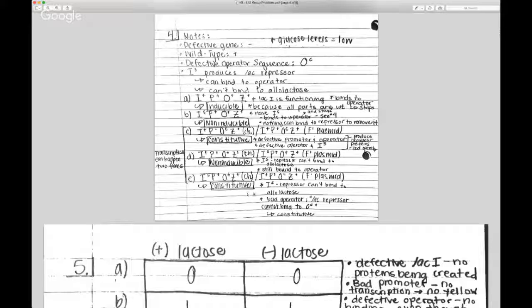And then for part E, we still have transcription happening twice because we have the chromosome and the plasmid. And what we have here is that it's constitutive because the IS, the repressor, can't bind to the allolactose, and there's a bad operator over here. And the lac repressor can't bind to the operator, so it's constitutive.